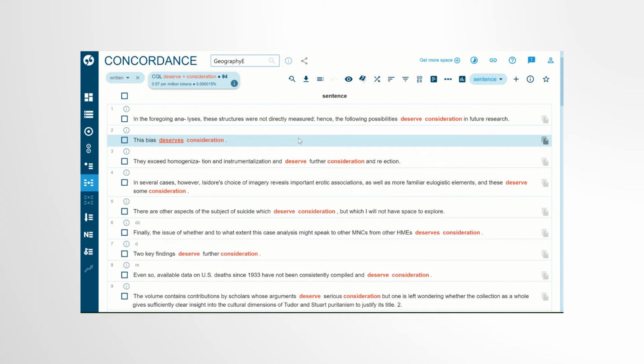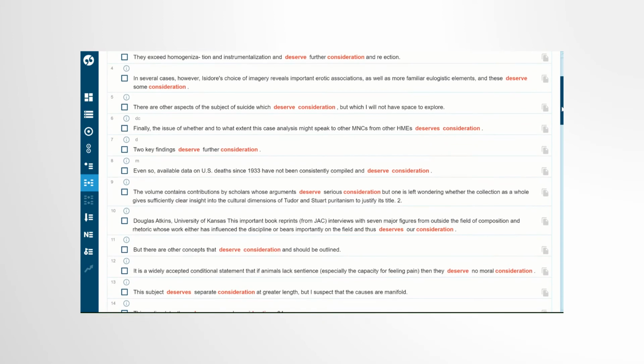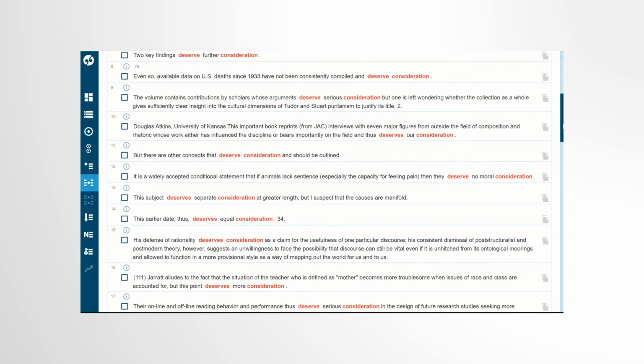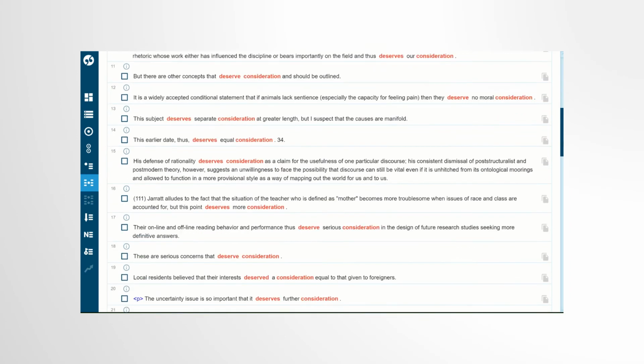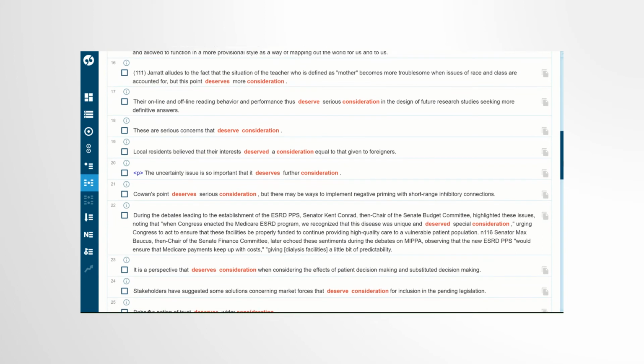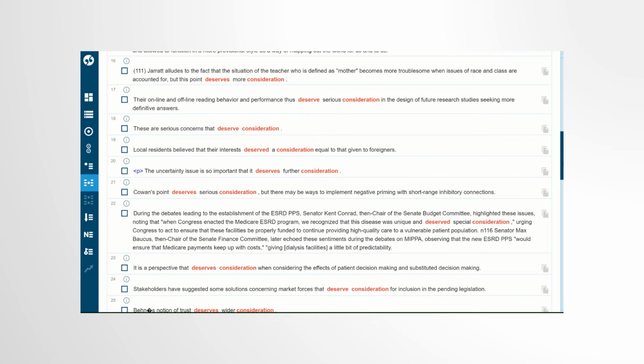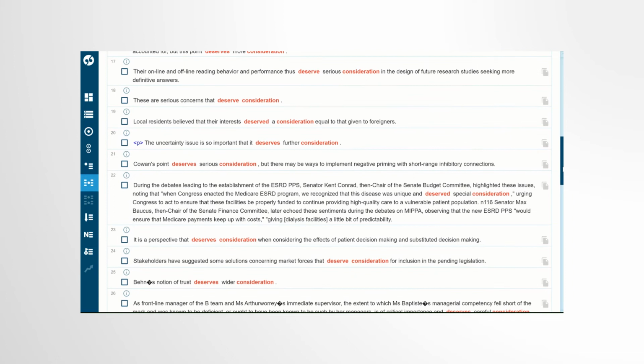This bias deserves consideration. That's very general, and no adjective is used. And if we go down the page, this appears to be similar to the case of scrutiny. These are all phrases that could be used in the conclusion of your article. So that will be another type of phrase.